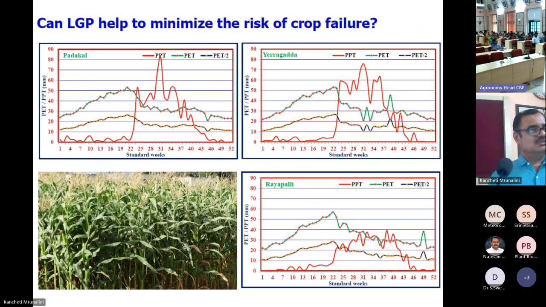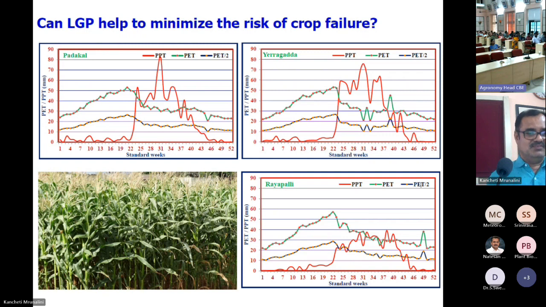Similarly, can LGP help to minimize the risk of crop failure? Definitely. LGP, length of growing period. It considers the soil water holding capacity, potential evapotranspiration, and rainfall. So how many days or weeks of growing period are available? If you select a crop whose duration fits within that length of growing period, then you can minimize the risk. Otherwise, instead of following the LGP, if you select a long duration variety, then definitely there will be a terminal stress and your crop will be affected. So that is the high risk of terminal stress.